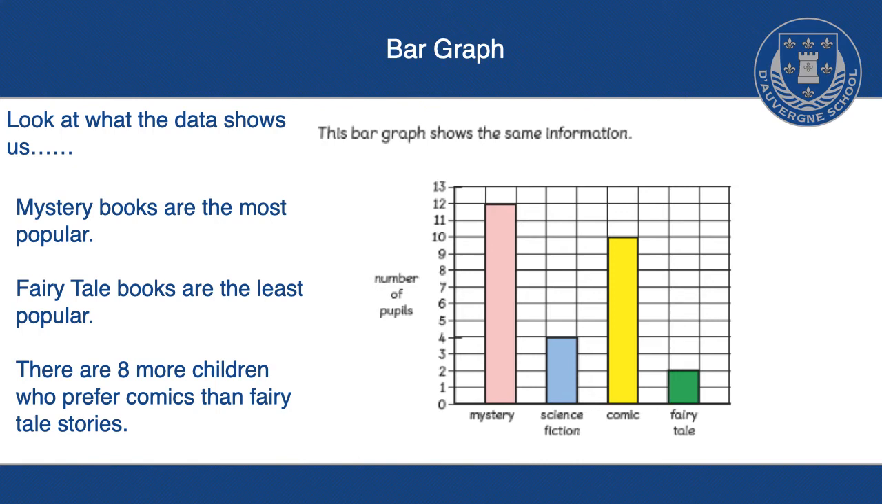So we can also find out more information by asking those sorts of questions. Which was the most popular? Which was the least popular? What is the difference? So we picked up on the comic books and fairy tales, but you might choose to do different books and find the difference between them. So if we were to look at science fiction and mystery, what is the difference between those? Think how you'd work it out. Use that taking away number sentence.